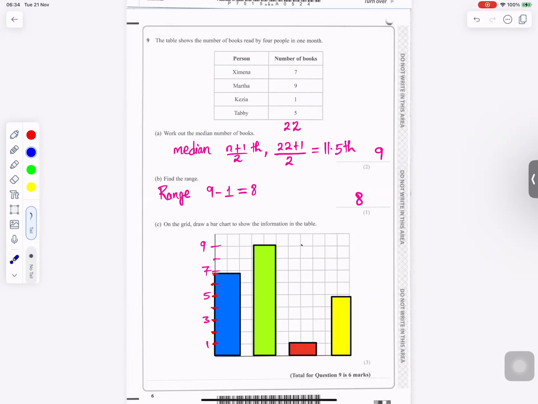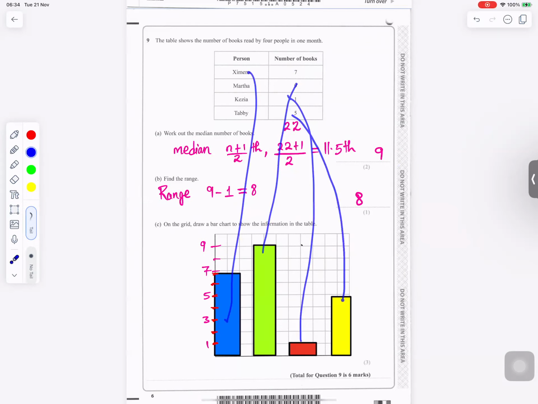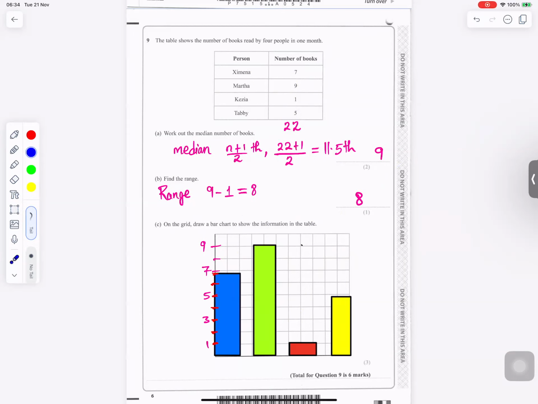On the grid, draw a bar chart to show the information in the table. So for the first person, Zimena, it goes up to 7. Martha goes up to 9. Kezia, 1. And Tabi, 5. That's the bar chart.